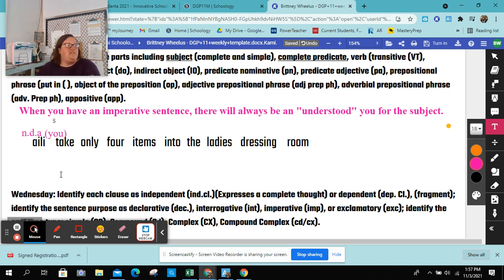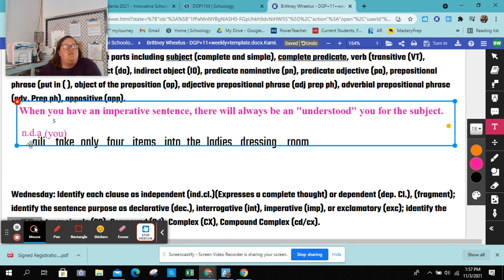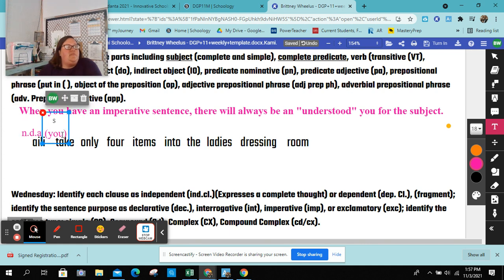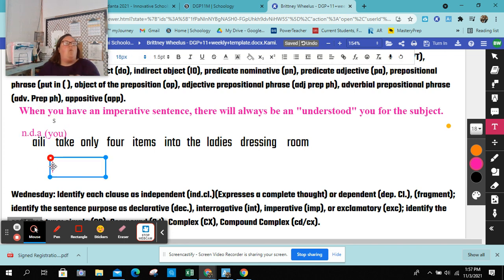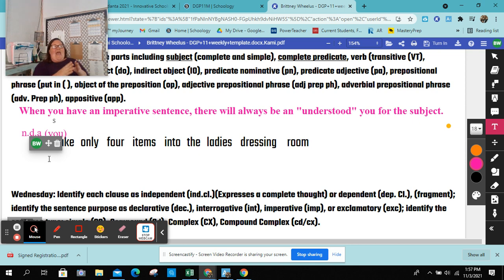Now, this is not the first time you have heard of this. We've had it before this year. So we have already identified our simple subject as well as our NDA. Now, what is being done in this sentence? What is the action in the sentence?